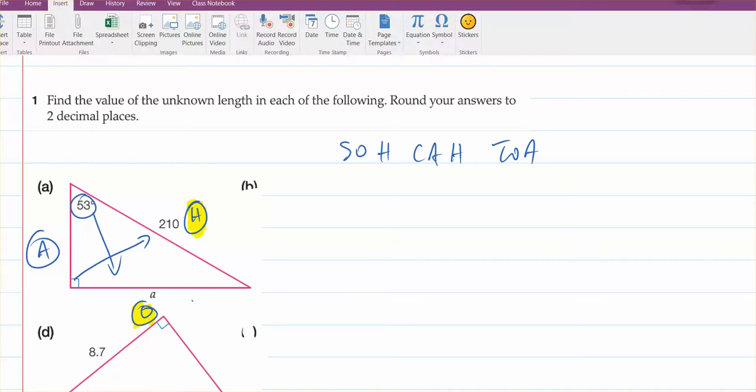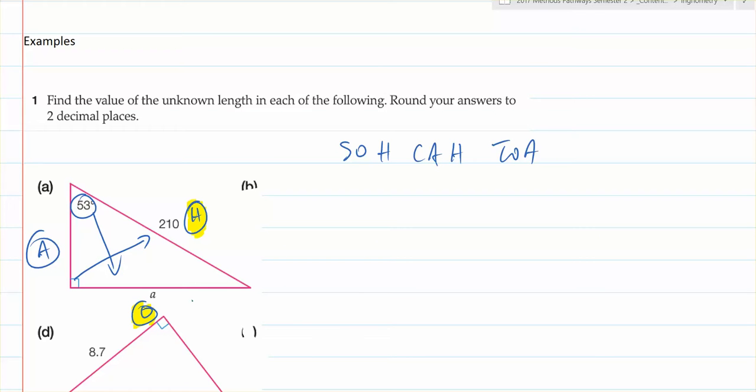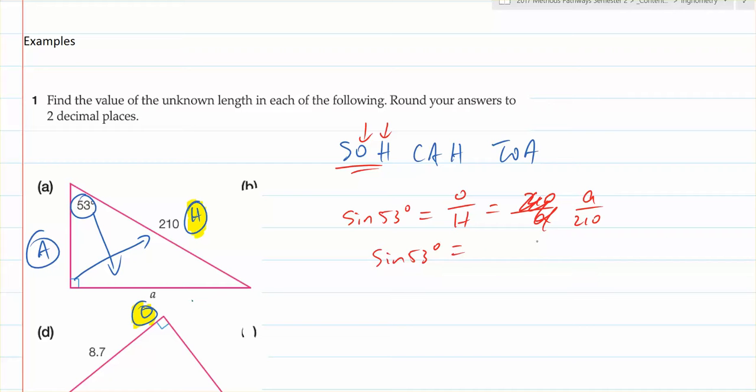Okay, so looking at my ratios, I can see that there's only one with opposite and hypotenuse. Opposite and hypotenuse. It's the sine SOH ratio. So what this reads is sine of the angle, the angle happens to be 53 degrees, equals opposite divided by hypotenuse. So let's write what our opposite side is. It's 210 divided by A. Sorry, other way around. It's A divided by 210. Okay, so sine of 53 degrees equals A on 210.